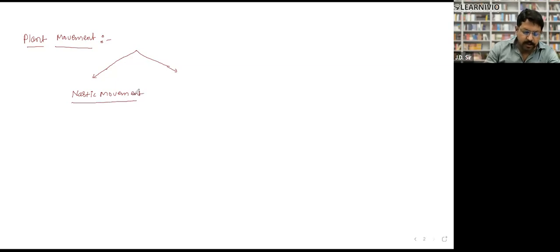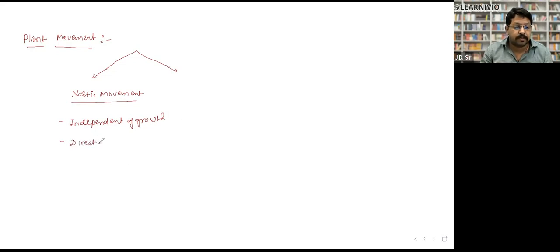What is nastic movement? First thing, this movement is independent of growth, meaning it has nothing to do with the growth. That is called independent of. Second important thing, direction of movement is not fixed.